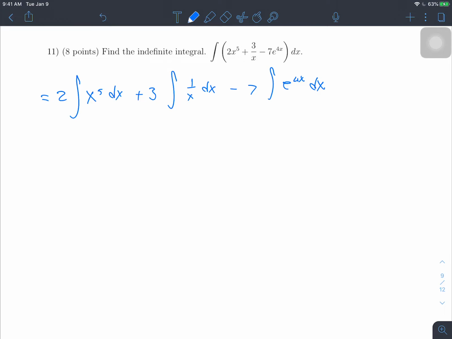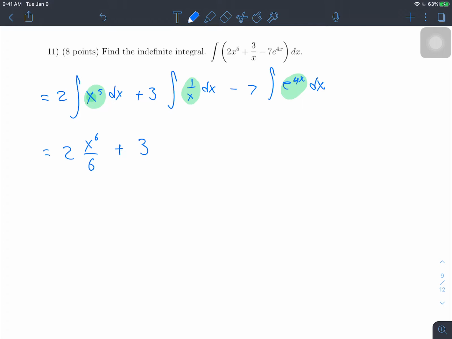And now each of these looks like something I know how to do. I have a rule for how to do 1 over x, I have a rule for how to do x to the 5th, and I have a rule for how to do e to the kx, where k is some number, in our case, k is 4. So I'm just going to write 2. I'm going to write now the antiderivative of x to the 5th. We raise the power by 1 and divide by the new power.